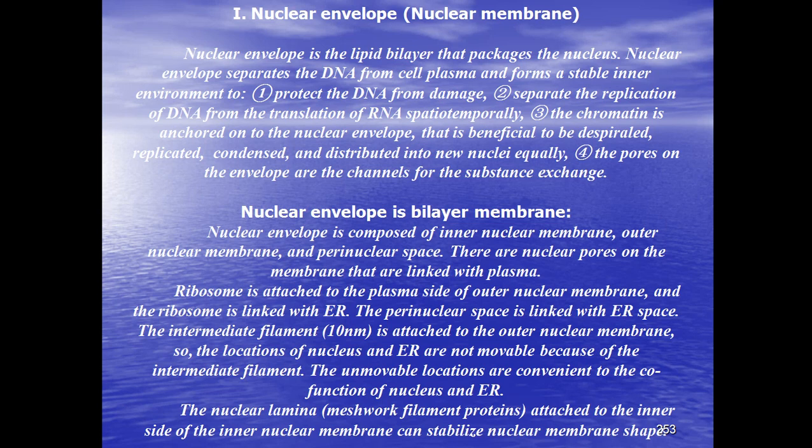The nuclear lamina. What is nuclear lamina? A meshwork of intermediate filaments. They are attached to the inner side of the inner nuclear membrane and are responsible for stabilizing the shape of the nuclear membrane. This nuclear lamina, which is a meshwork or network of intermediate filaments attached to the inner wall of the inner membrane, helps to stabilize the shape of the nucleus.